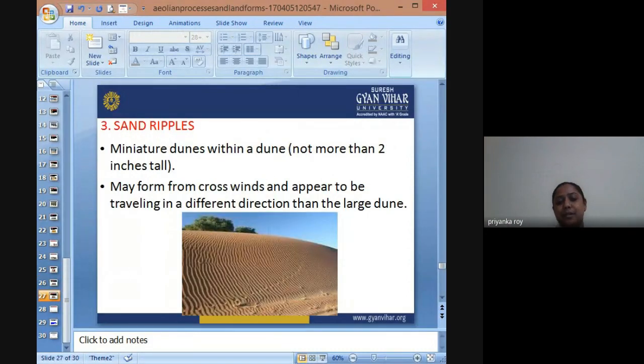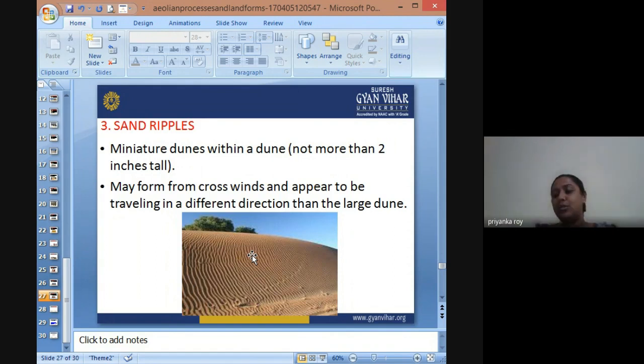Now, sand ripples on the dunes themselves, you will find many ripples of sand forming here. If you see very carefully, this is like a ripple in water, it looks like that. So this is called a sand ripple. The miniature dunes within the dunes are called sand ripples. They may form across the wind and appear to be traveling in a different direction than the larger dune.